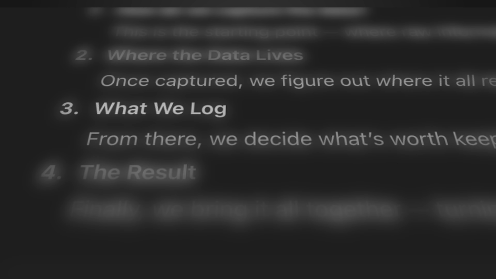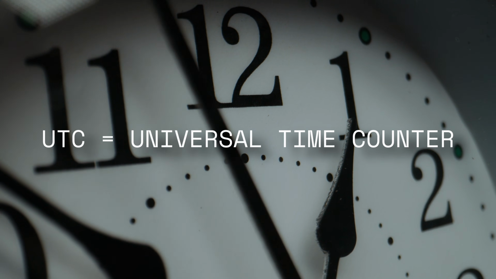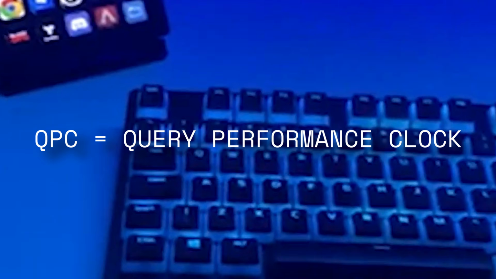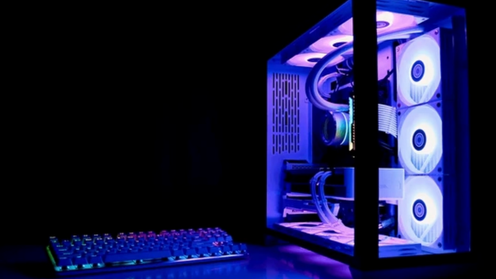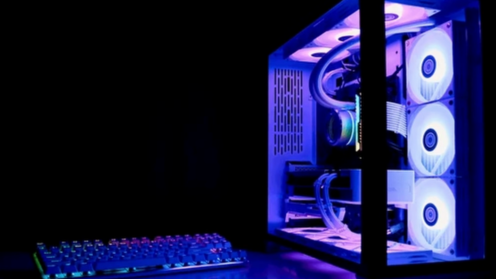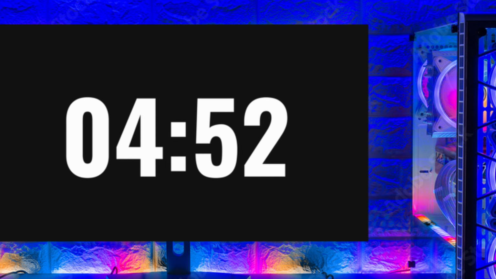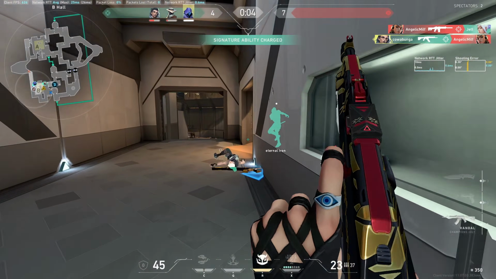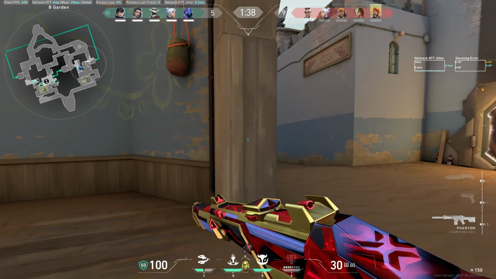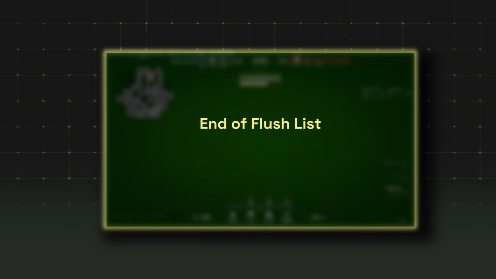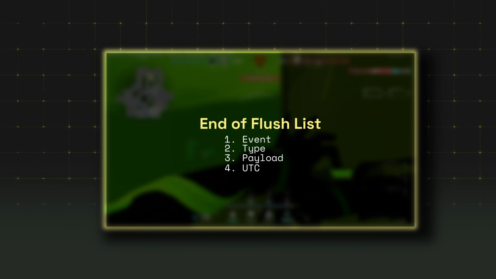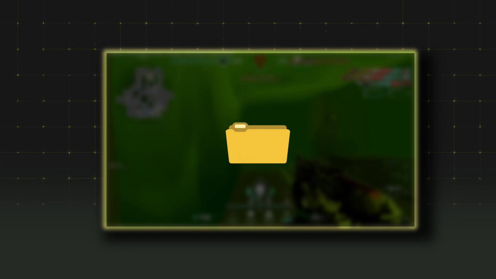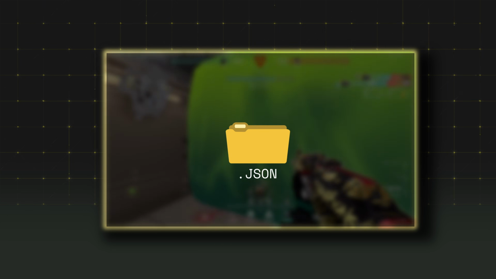The heart of it is timing. Every event needs two clocks. UTC, that's the universal time. Today, right now, it is 1:22 p.m. Pacific time. And QPC, or the query performance counter, your PC's internal stopwatch that gives us frame-accurate precision. To keep them aligned, we wrote a small helper that links QPC's local samples to UTC. That way, every single event carries both a universal timestamp and an exact local offset, so we know precisely when things happen. At the end of each flush, we've got clean, structured data: event, type, payload, UTC, frame accurate timing, all neatly packed into a JSON file and becomes tidy timestamp data ready for analysis.